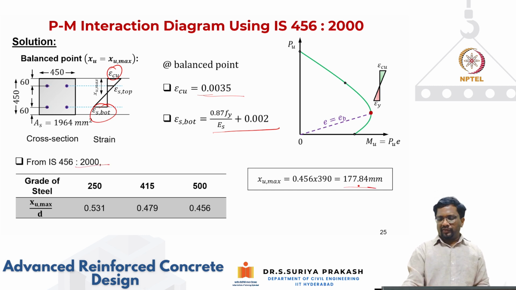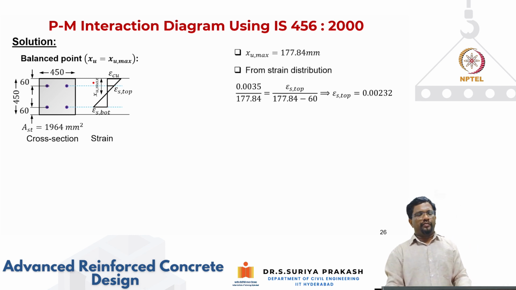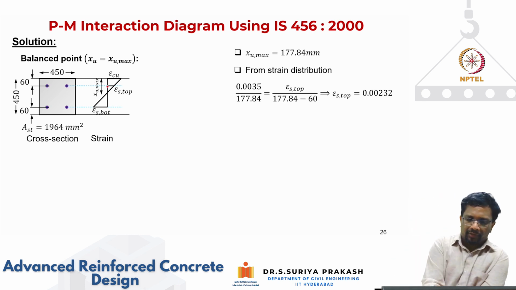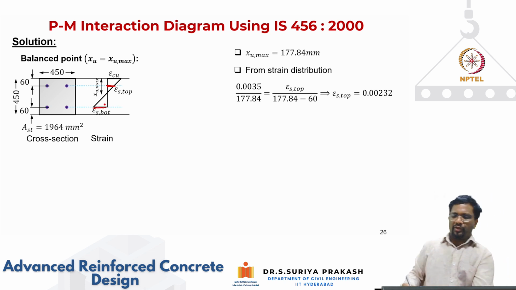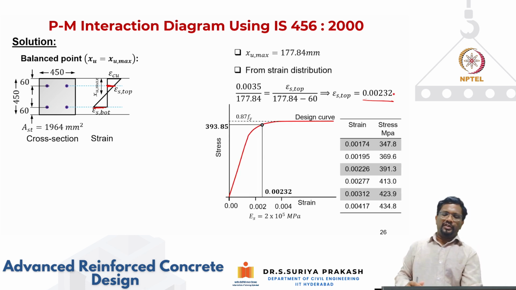Which is 177.8. So XU max, I can quickly calculate using this. Once your XU max is fixed, I can find the strain distributions in the top steel and in the bottom steel, which you have already found, equal to epsilon y. Then you get the top compressive strain of 0.00232. If you go to the design stress strain curve for 0.00232, you get a value somewhere in between, 393.85, as per this design stress strain curve.